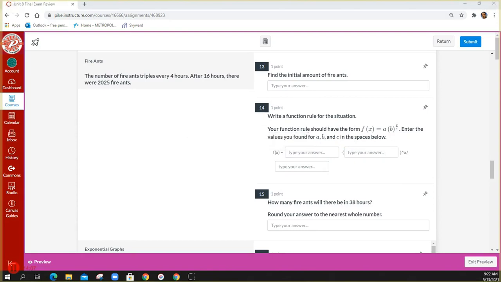So it says the number of fire ants triples. So that's the key word that tells me I'm using this formula. This is my formula for multipliers that are not decimals. So after 16 hours, there were 2,025 ants. So that means when x is 16, y is 2,025. And it tripled, so that means that my multiplier b is 3. So let's substitute these three numbers in and solve it for a.